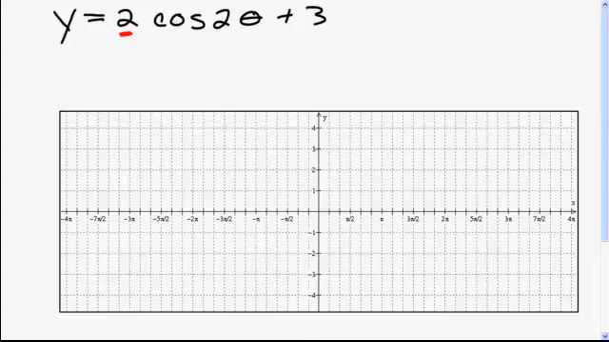That's my a value, which is my amplitude. So my max is going to go up to 2. My min is going to go down to -2. And then I have the 2 theta here. I'll use a different color.